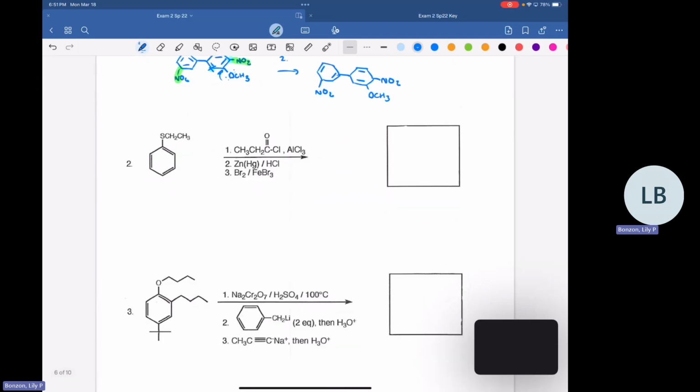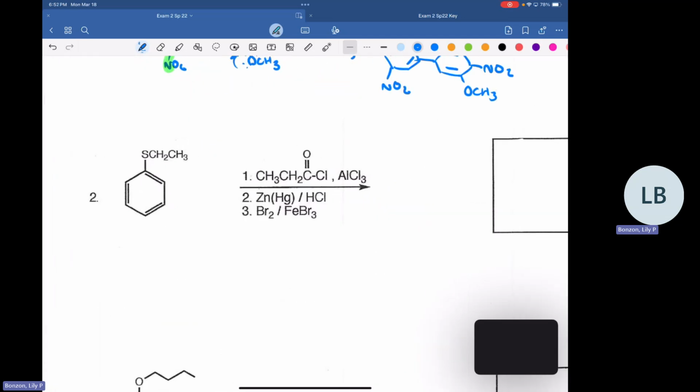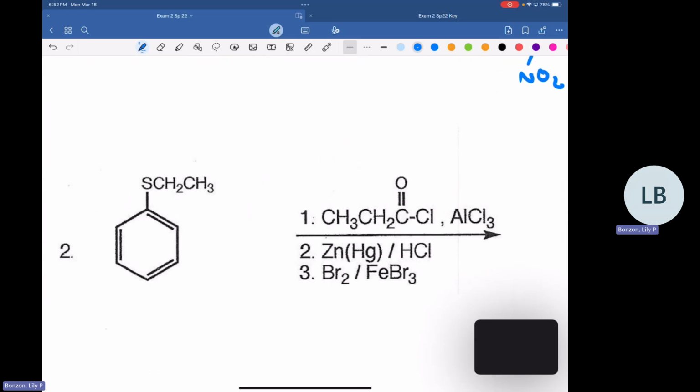Okay, going on to the second reaction. All right, so we've got a sulfur here. Anytime you see a sulfur like this, just kind of think of it as an oxygen. They're in the same column, so they're going to react pretty similarly. So don't get too intimidated if you see a sulfur.